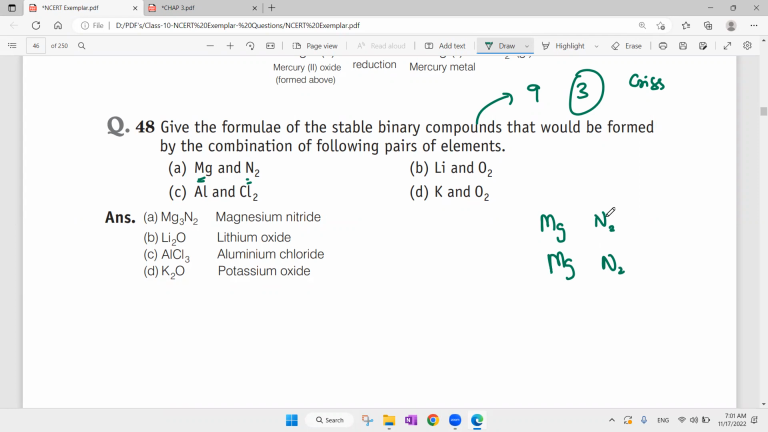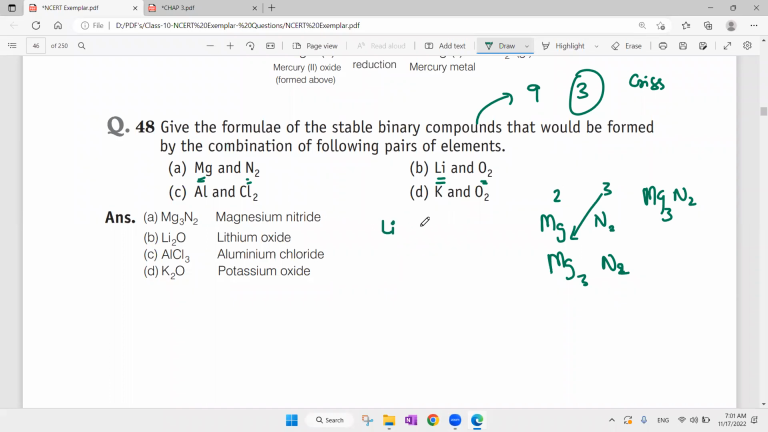Now nitrogen, atomic number 7, valency is 3. That 3 goes to magnesium, right? And of course, magnesium valency is 2. The 2 goes to nitrogen. Anyhow, it is 2. Leave it. No need to write anything. That 3 goes to magnesium. Hence, it becomes Mg3N2. That is correct. Then lithium and oxygen.